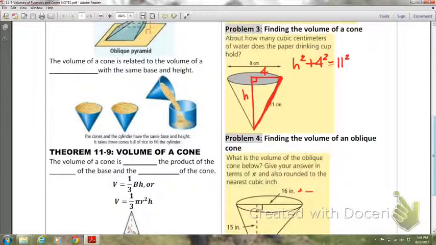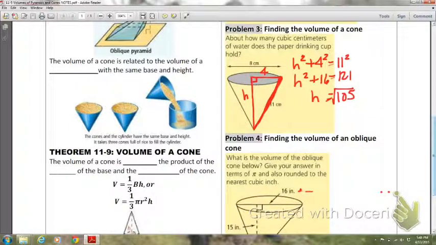Using the Pythagorean theorem, height squared plus 4 squared is equal to 11 squared. So let's solve that one. Height squared plus 16 is 121. Subtract the 16 from both sides. You get 105, and you have to take the square root of both sides to solve for h. So you get the square root of 105.